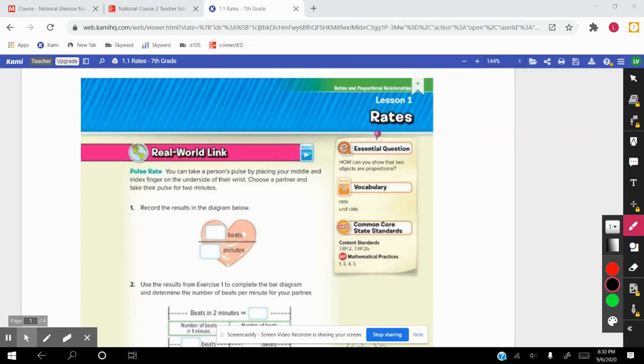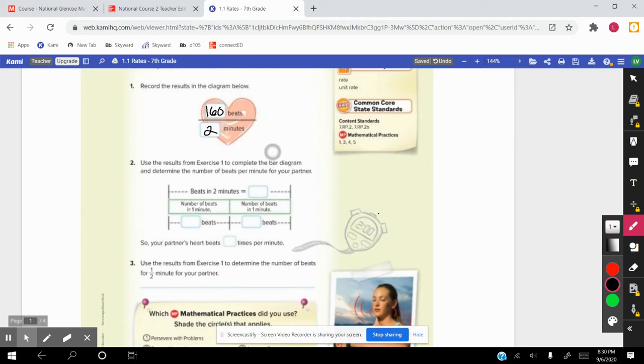For myself, I had 160 beats in 2 minutes. Step number 2, use the results from exercise 1 to complete the bar diagram and determine the number of beats per minute for your partner. Should say for you. Beats in 2 minutes, well, I had 160.